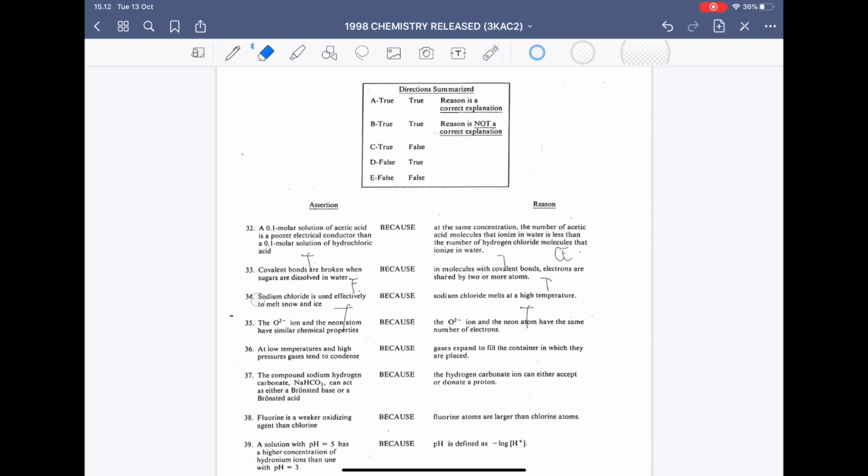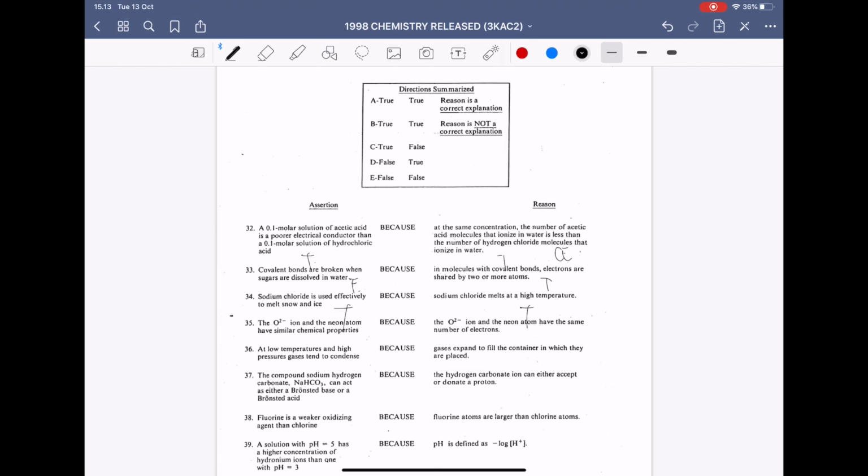You don't really need any chemistry knowledge to answer this question, because if you live in a country that has winter, you would know that oftentimes people sprinkle salt, or sodium chloride, on snow to melt it. So that's definitely true. And sodium chloride melts at high temperature because it is an ionic substance, and ionic bonds are often considered the strongest of the bonding forces, so it has a really high melting point. That's definitely true.